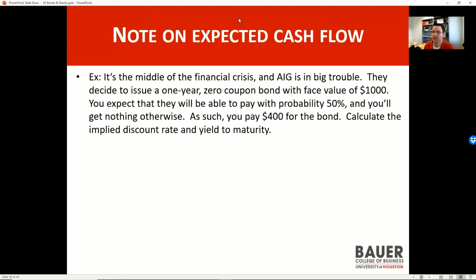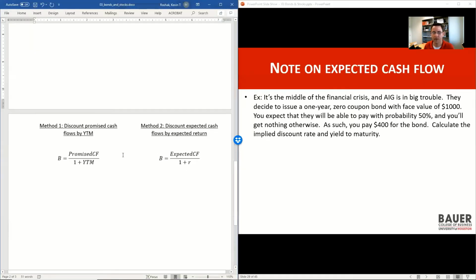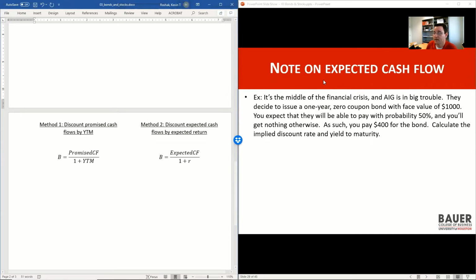Okay, so let's pull up the Word document here. We're going to value this bond two different ways. First, we're going to value it using the conventions of the bond market. We're going to discount promised cash flows by the yield to maturity. So the price of the bond, in this example, you just have one cash flow. So what is promised here? The promise is the $1,000 face amount.